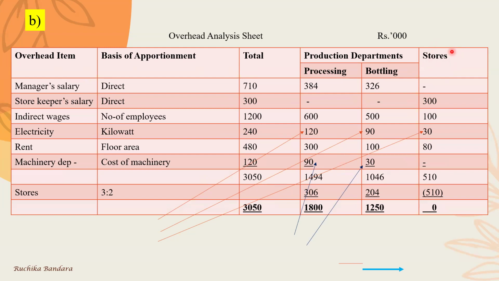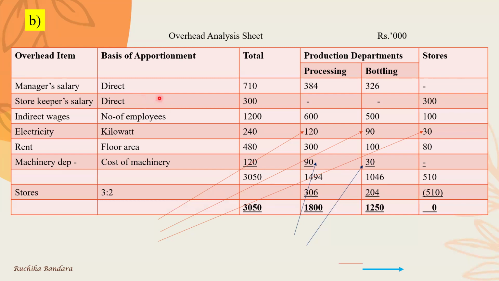That is a direct allocation. So here we write manager's salary, direct, or you can write the word allocated. 384 for processing, 326 for bottling. Get the addition to the total column. Storekeeper's salary, that is storekeeper's salary 300, they have already allocated for stores department. So again, it's a direct allocation.